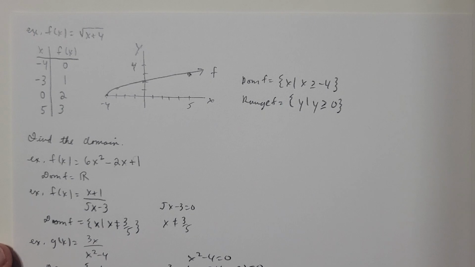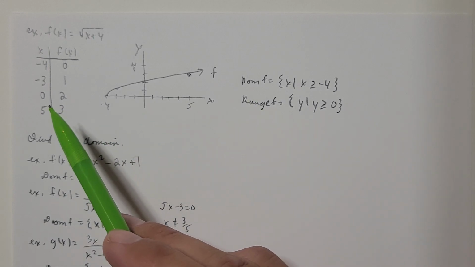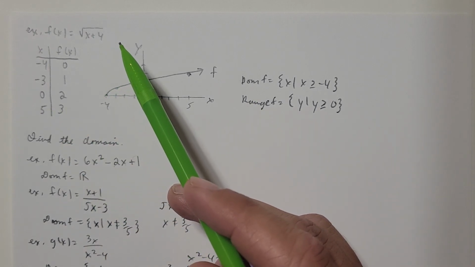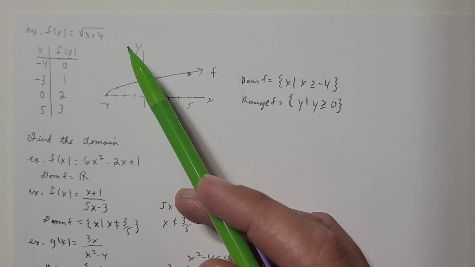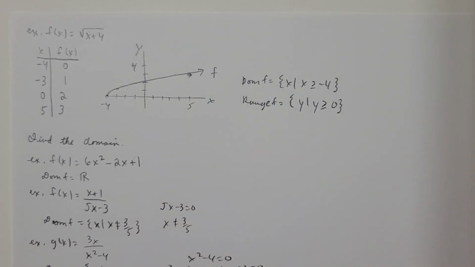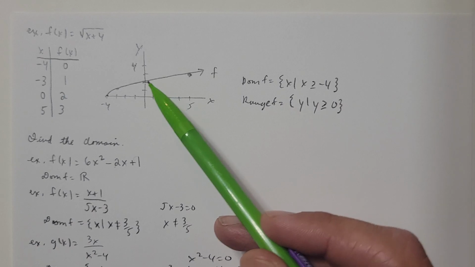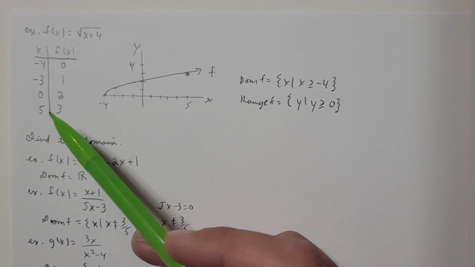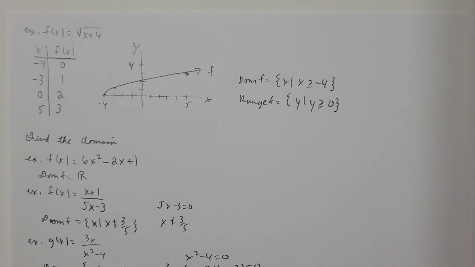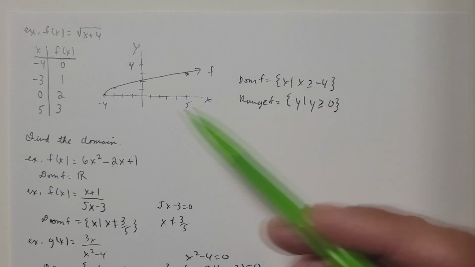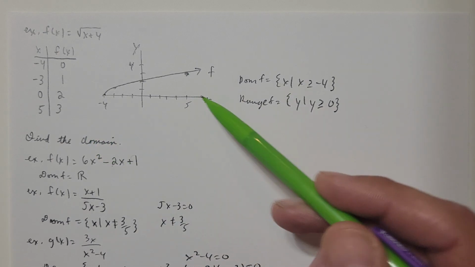Now, if I don't have a calculator, I'd want to choose nice numbers, ones that I can find the square root of off the top of my head. So like if x is 0, 0 plus 4 is 4. The square root of 4 is 2. I don't need a calculator for that. Right? So 0, 2, that point would be on the graph. And now the next nice number that I would select would be 5, because 5 plus 4 is 9, and the square root of 9, again, I don't need a calculator for that. That's 3. 5, 3 would be on the graph.